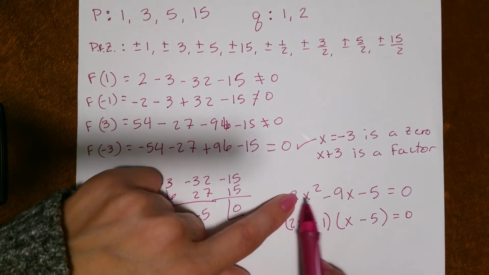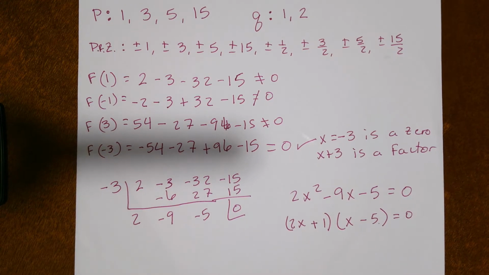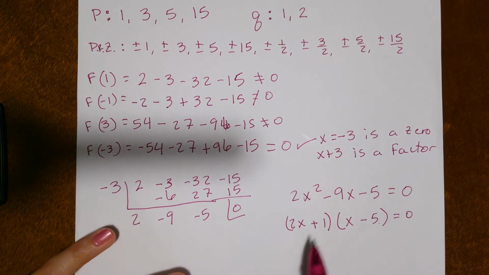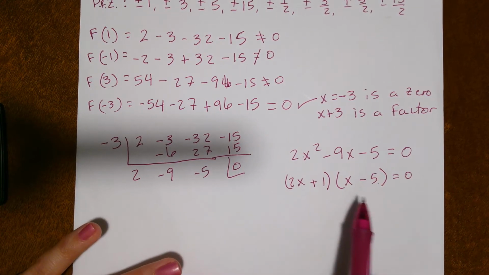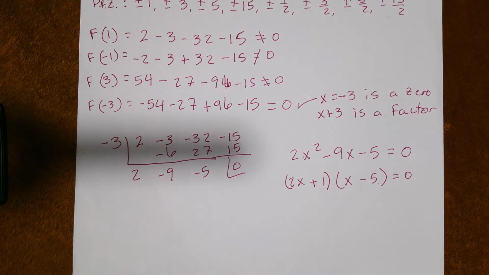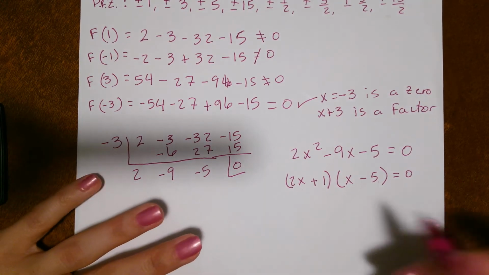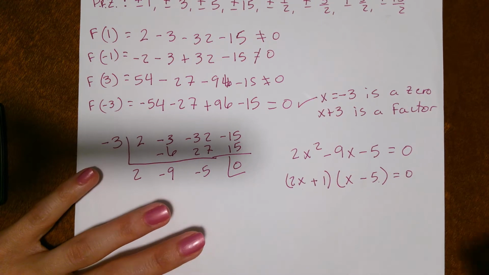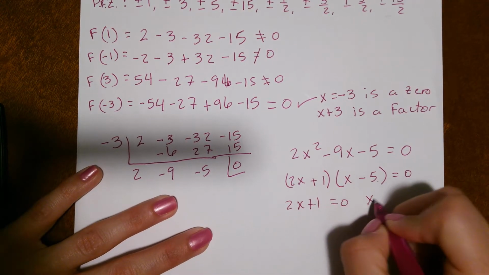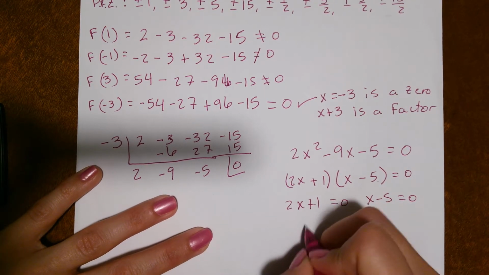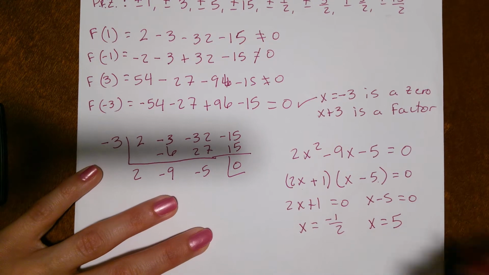So I get 2x squared minus 10x plus 1x minus 5. There we go. And that gives us the 2x squared minus 9x minus 5. So I factored it. If you don't know how I came up with that, watch the AC method video to get a little more acquainted with that. So now I have it in factored form. I'll set each one equal to 0 and solve. So I get x is equal to negative 1/2. And x is equal to 5.